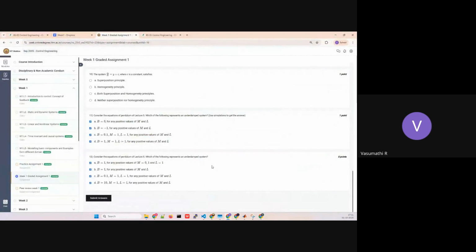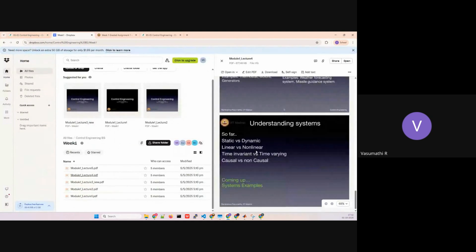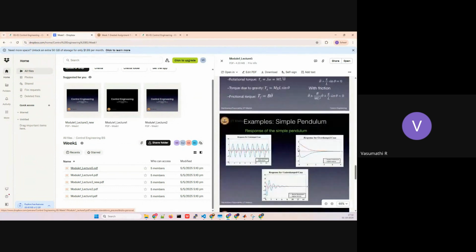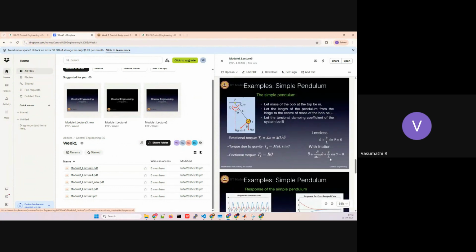Okay. The question was like this. They consider the equation of the pendulum in lecture 5. Which of the following represents the underdamped system? Both questions have underdamped system, but the options are different, right? So when I check the equation in lecture 5, this is the equation. Since it involves B, we are not considering the lossless case. Instead, we are considering the equation with friction.